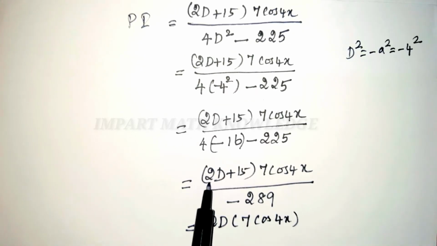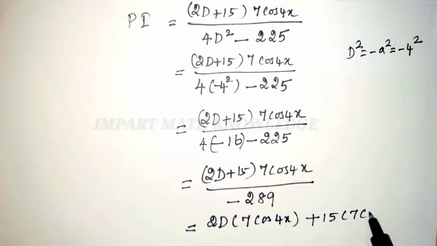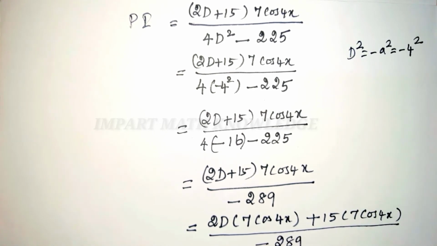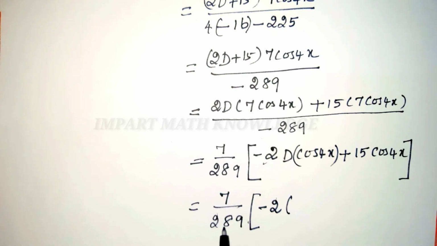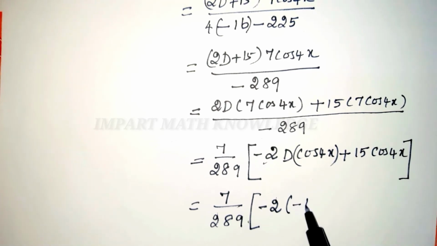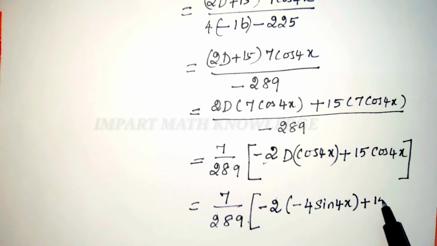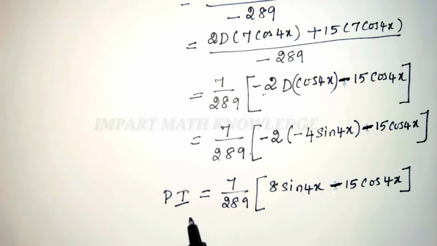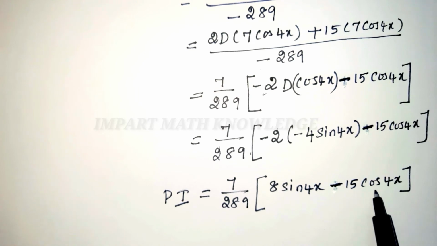Operate 7 cos 4x inside, that is 2D 7 cos 4x plus 15 7 cos 4x. Denominator is −289, so 7 by 289 times minus. Differentiate the first term. Derivative of cos x is −sin x. Here 4 is there, so −4 sin 4x plus 15 cos 4x. Particular integral is 7 by 289, (8 sin 4x − 15 cos 4x).